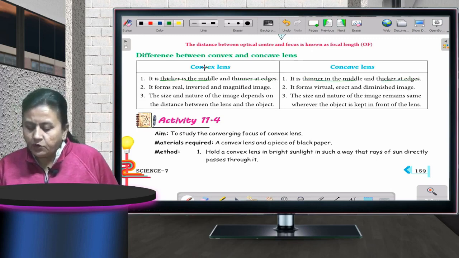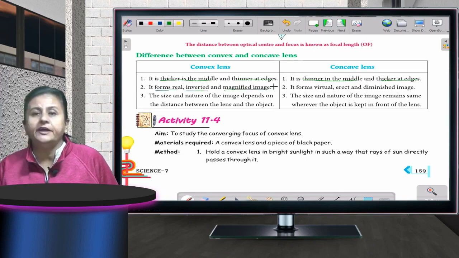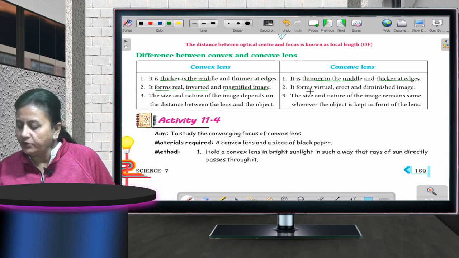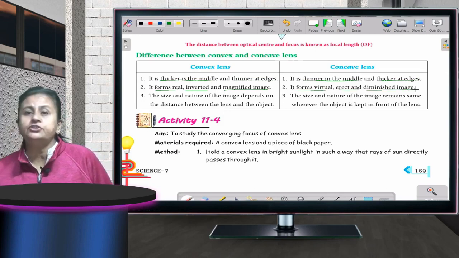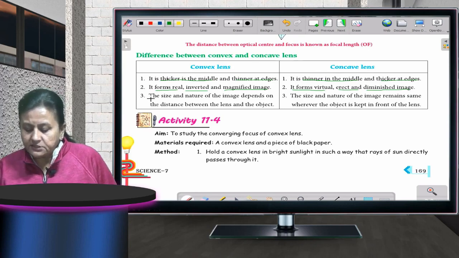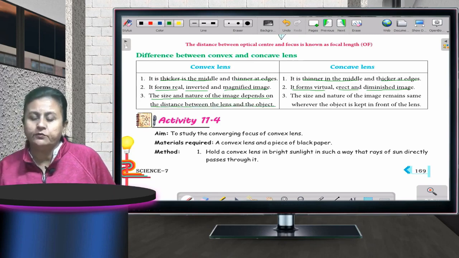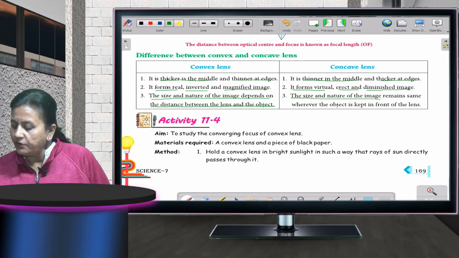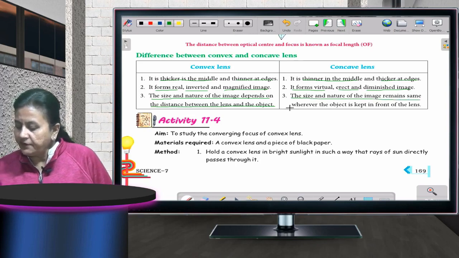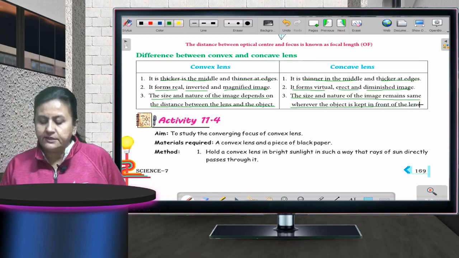Convex lens forms real, inverted and magnified image. But on the other hand, concave lens forms virtual, erect and diminished image. Then the size and nature of the image depends on the distance between the lens and the object. But in concave lens, the size and the nature of the image remains the same wherever the object is kept in front of the lens. Fine, children?